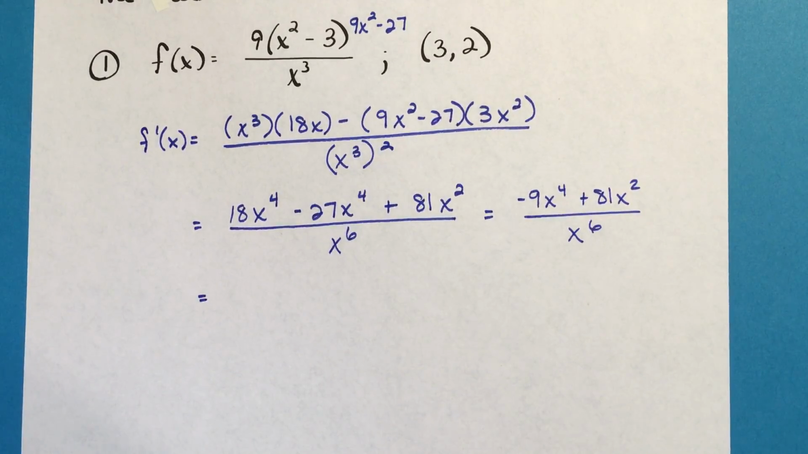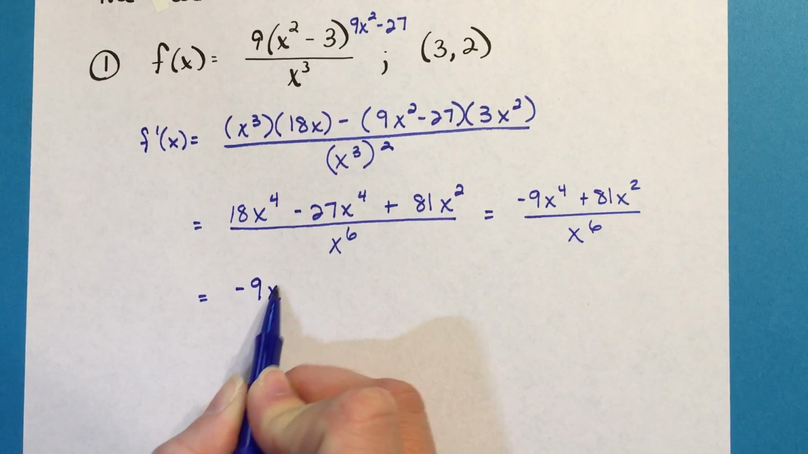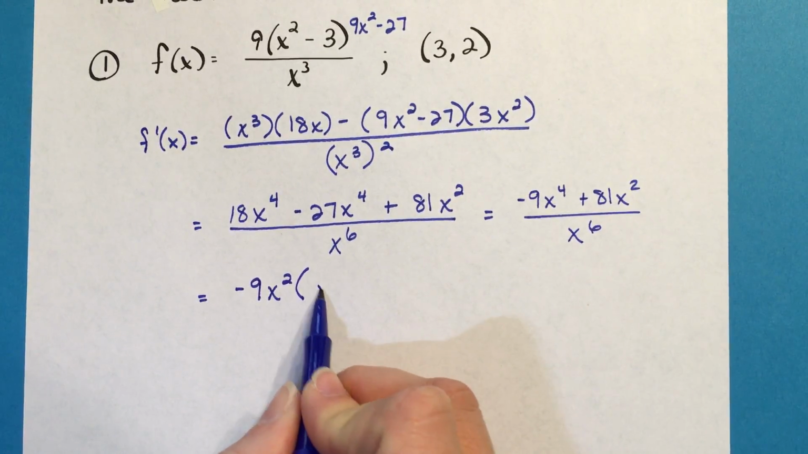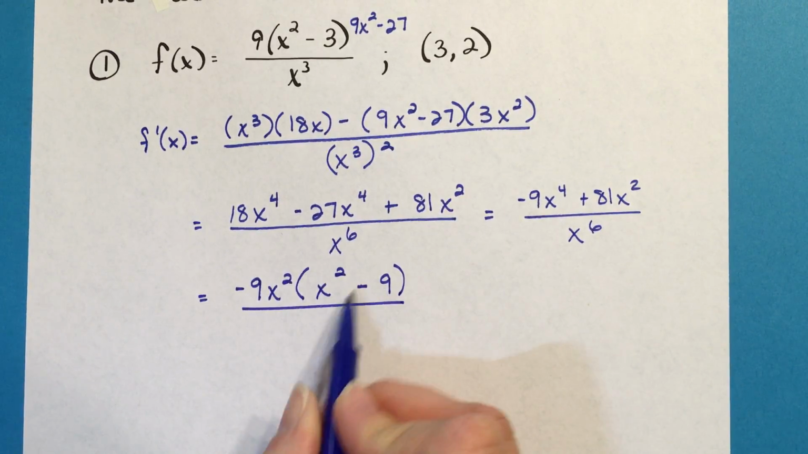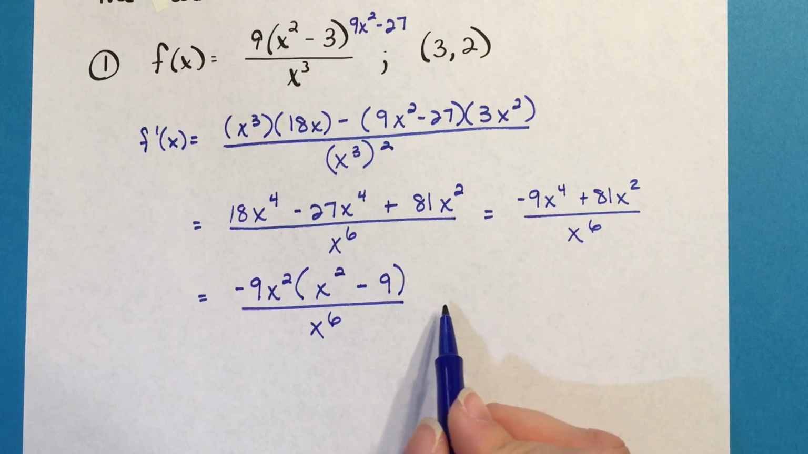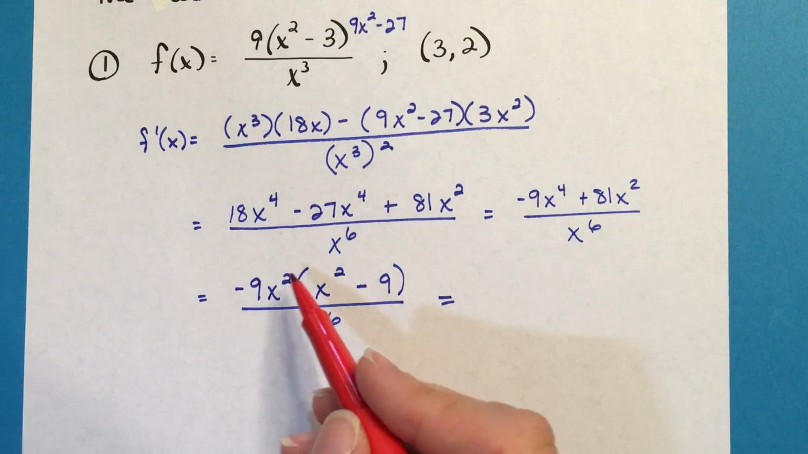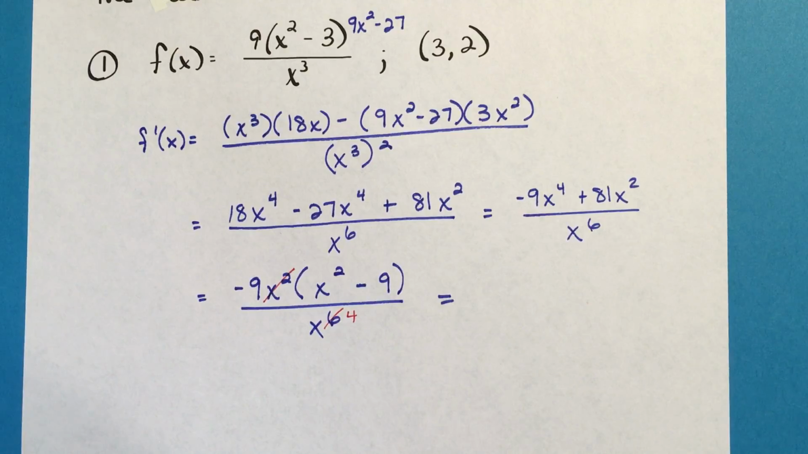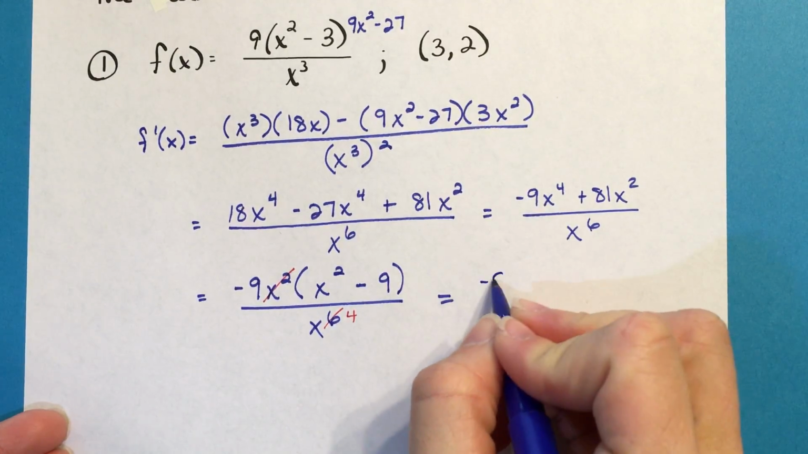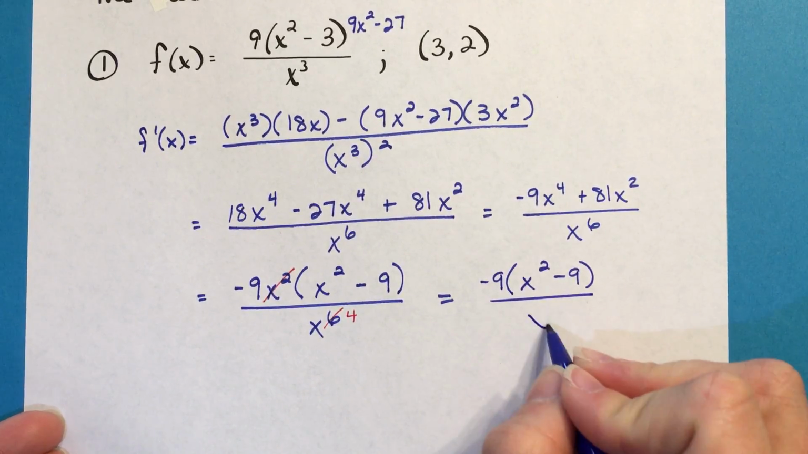Okay, I have a common factor in my numerator of -9x squared. So that's going to leave me with a positive x squared minus 9, and that would be divided by x to the 6th. Okay, you can do some reducing here. The x squared that you have on the top will cancel with 2 that you have on the bottom. So now you're going to have -9 times the x squared minus 9 divided by x to the 4th.